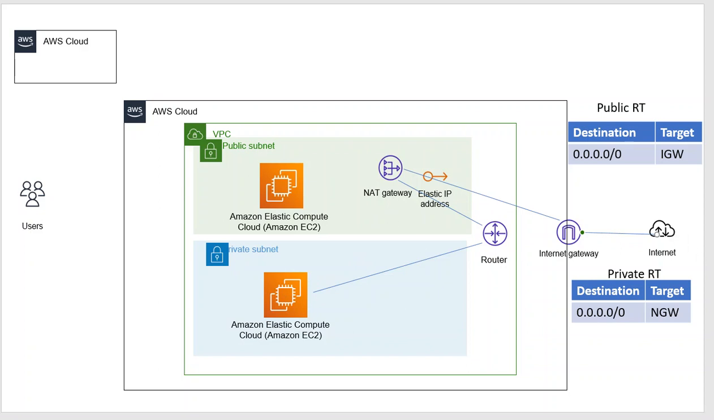Okay. So until now, we talked about how EC2 instances in a private subnet or public subnet access the internet. But the next one is how users can access the EC2 instance. Users can access an EC2 instance if it is in a public subnet. They can directly access it using the public domain.